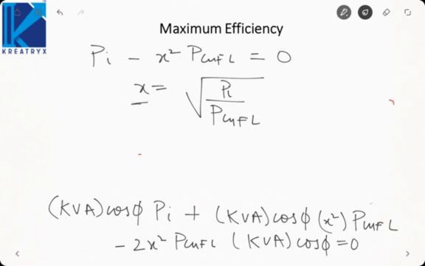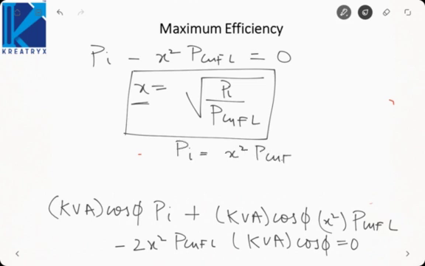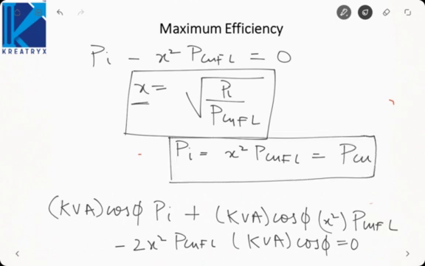That is, at this fraction of the full load, which is equal to under root Pi by PCU FL, your efficiency will be maximum if you load the transformer to this much load. So this is the condition for maximum efficiency at this loading. Pi is equal to x square PCU full load, it is equal to PCU. That is, constant loss will be equal to variable loss, or we can say iron loss is equal to copper loss. Whenever both the losses are equal, we will get the maximum efficiency.